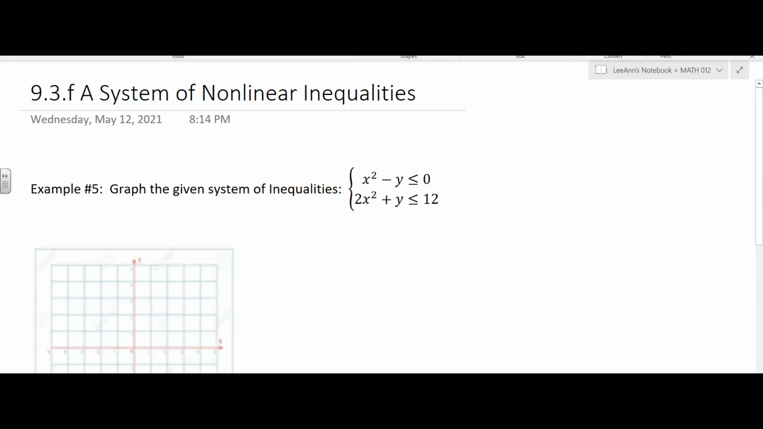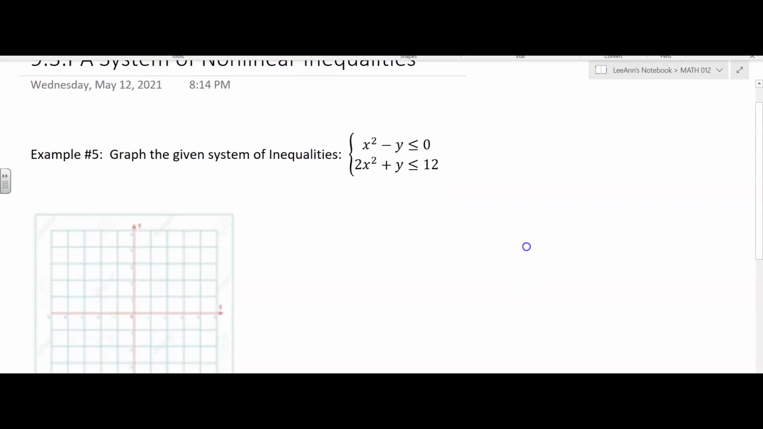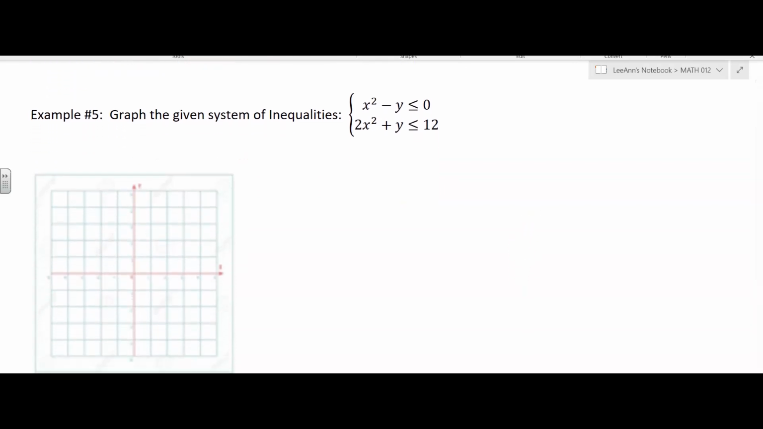Okay, so this last example is a system of nonlinear inequalities. You've got two inequalities. These happen to both be parabolas. If you look at them, you'll see that they're parabolas. We can see where the parabolas intersect.